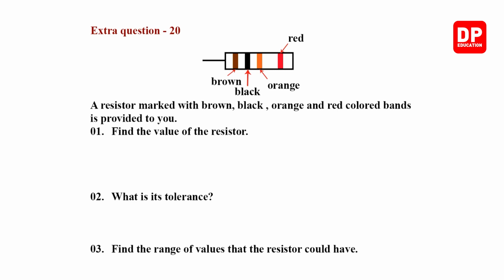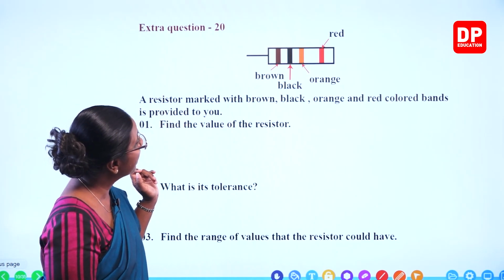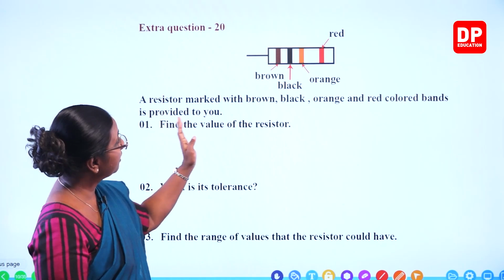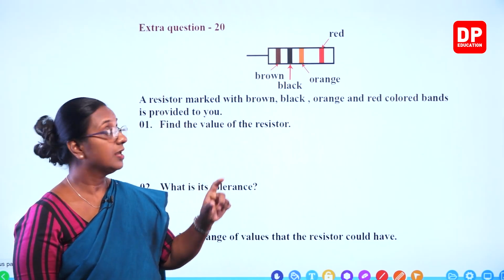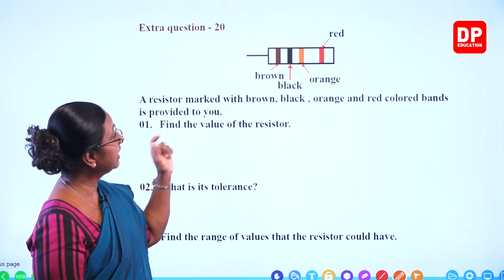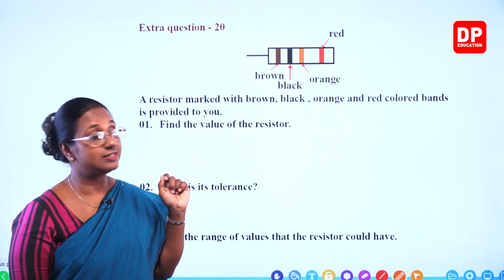So extra question 20. Here of course students, you all can see they have given you a fixed value resistor with the 4 color bands, and you can see brown, black, orange and the red color marked there. So from left, if you read the first 3, tens place, ones place, index of to the power of 10, and then the tolerance interval is red.